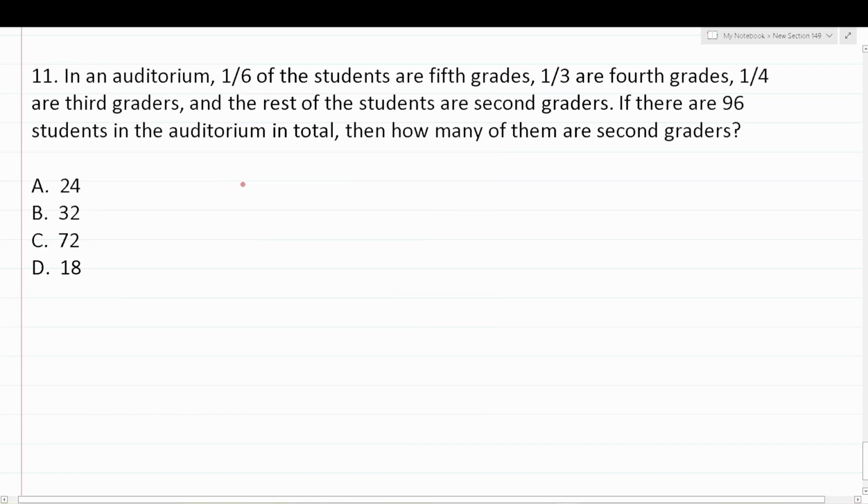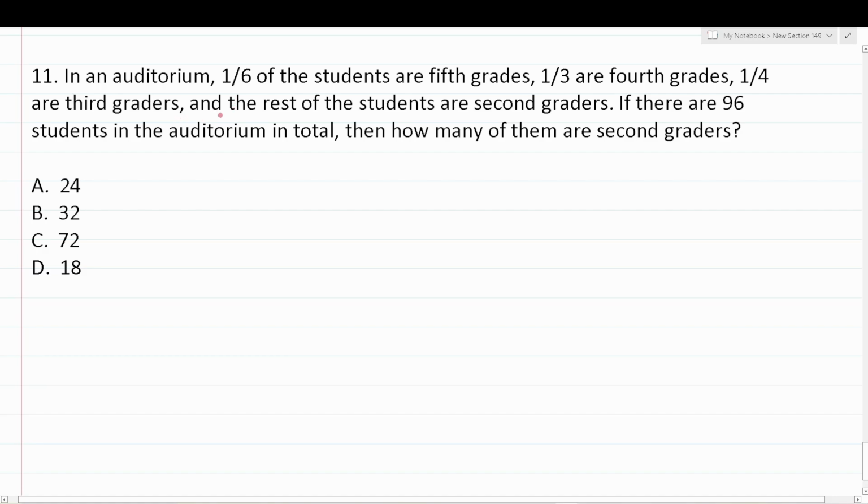Number 11 says, in an auditorium, 1/6 of the students are fifth graders, 1/3 are fourth graders, 1/4 are third graders, and the rest of the students are second graders. If there are 96 students in the auditorium in total, then how many of them are second graders?